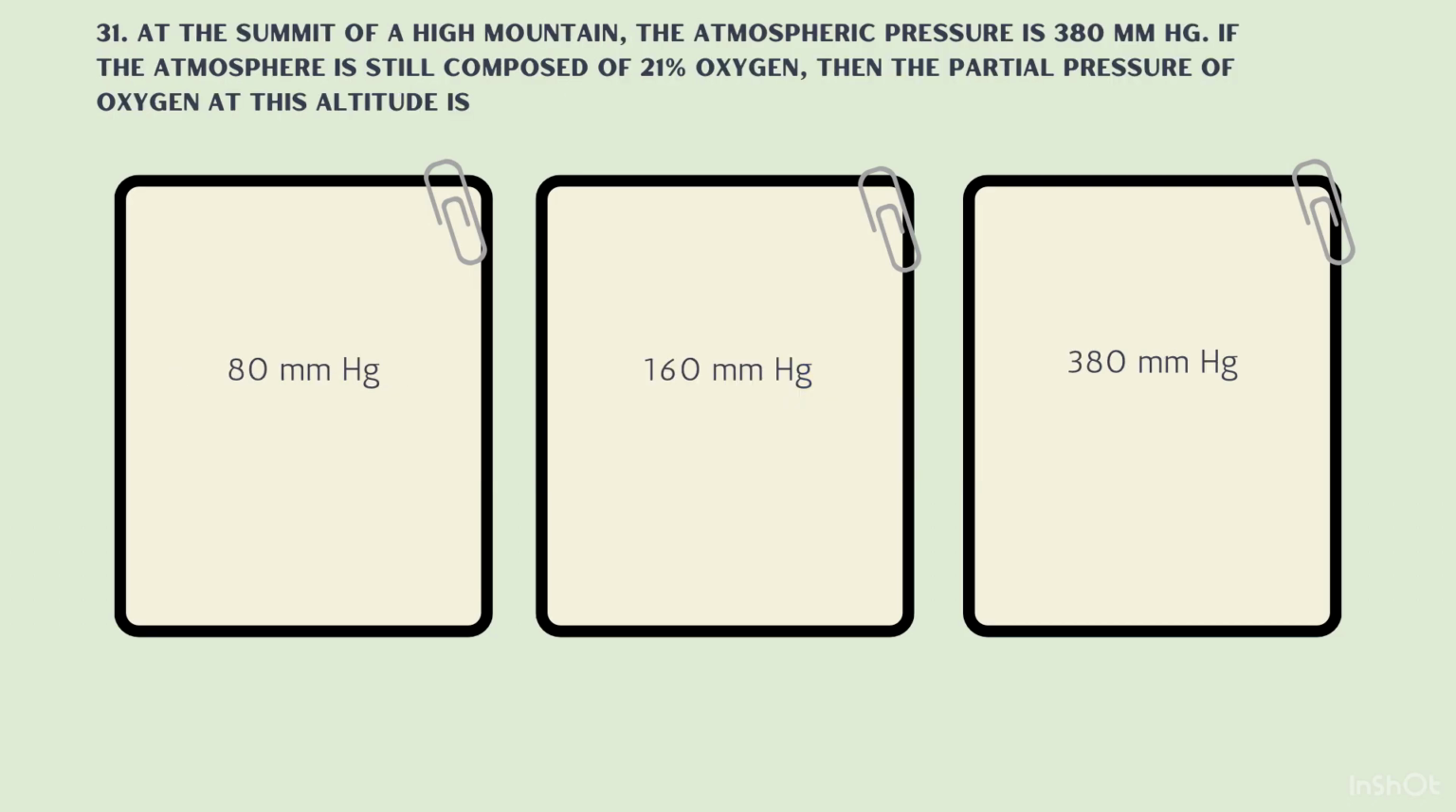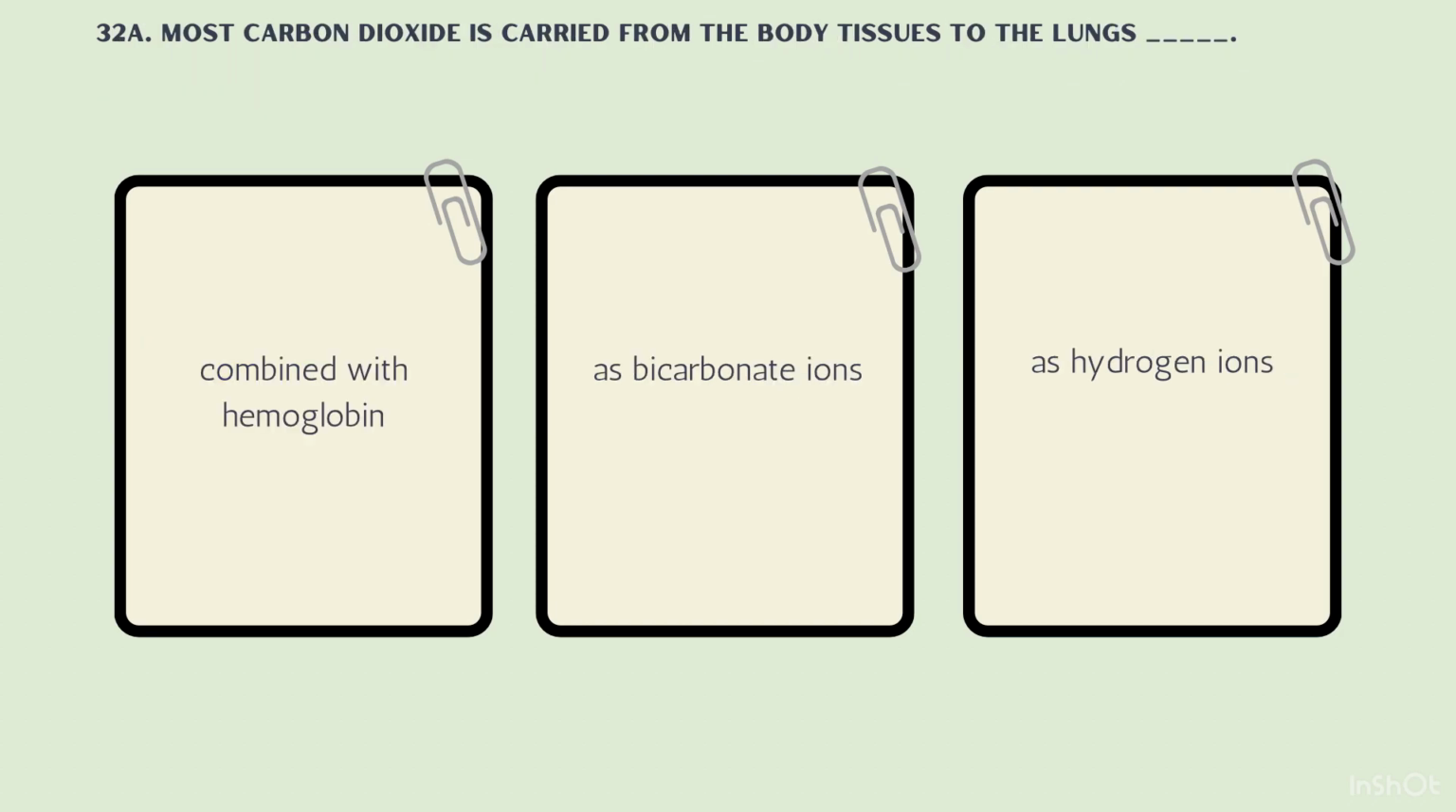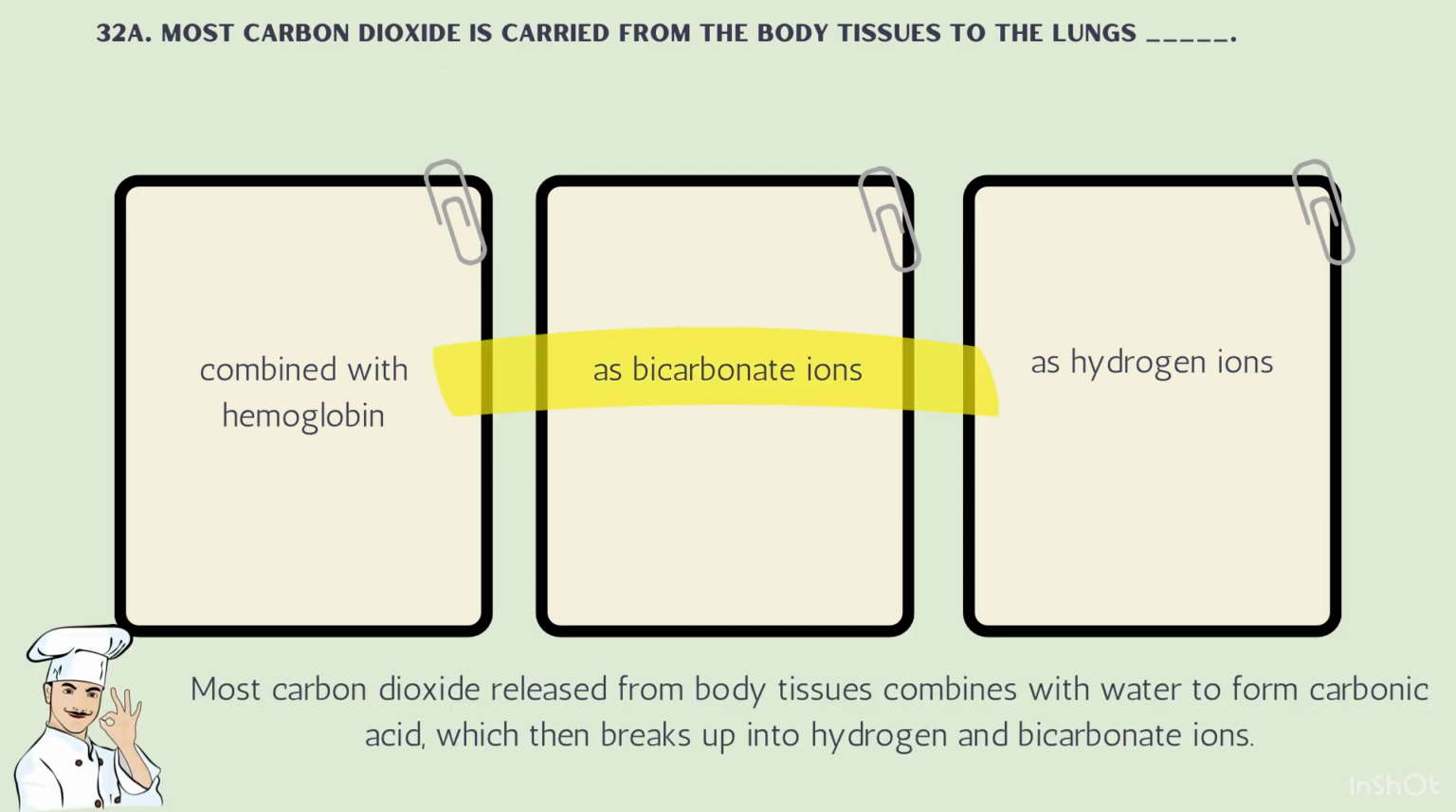31. At the summit of a high mountain, the atmospheric pressure is 380 mmHg. If the atmosphere is still composed of 21% oxygen, then the partial pressure of the oxygen at this altitude is 80 mmHg. 32a. Most carbon dioxide is carried from the body tissues to the lungs as bicarbonate ions. They're also carried out as hydrogen, but they're not hydrogen ions.